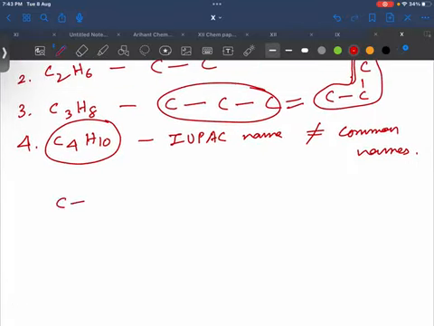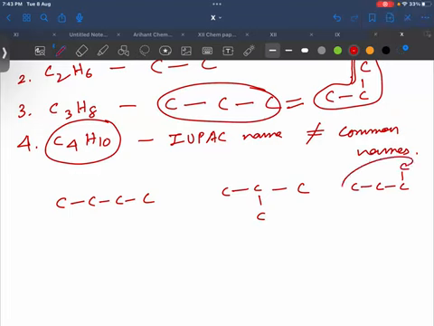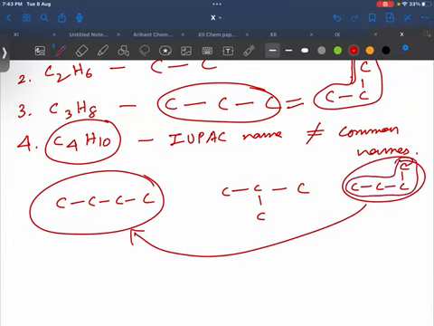So you can arrange them in different ways. Look, this is one arrangement. And what is another arrangement? C C C C. Understood? Can we have any other arrangement for butane? Okay, C, C, C, and then a bar on the last C. A branch from the last C. Again, it's the same thing as this. Yes, because it's a continuous chain.